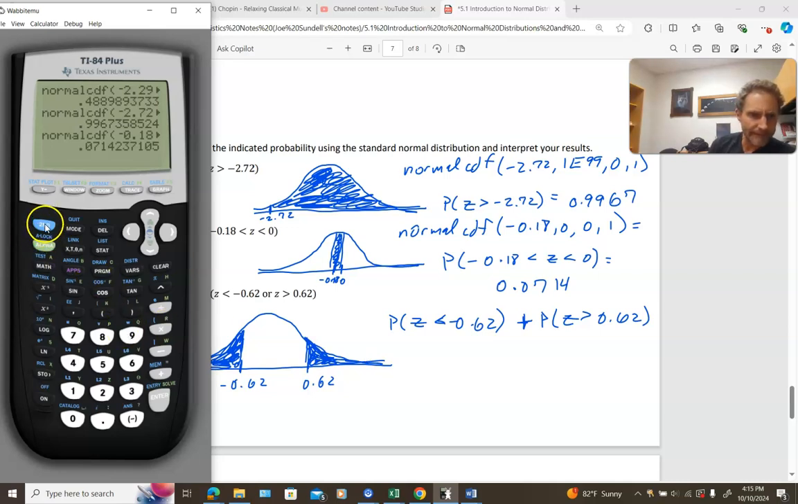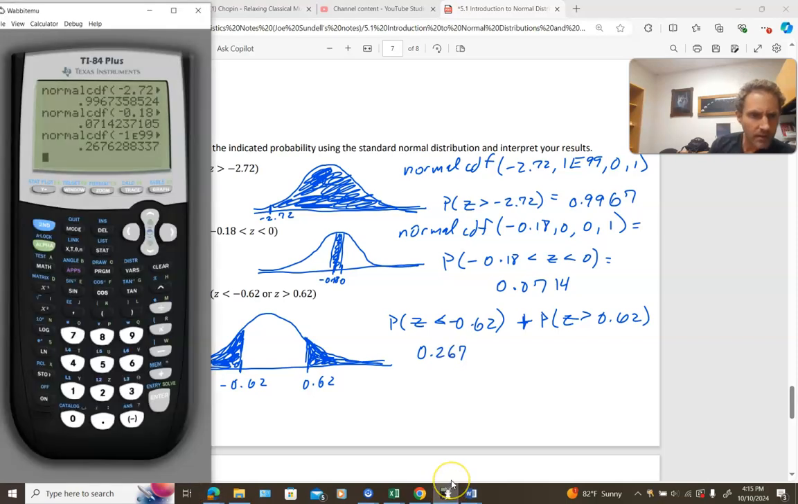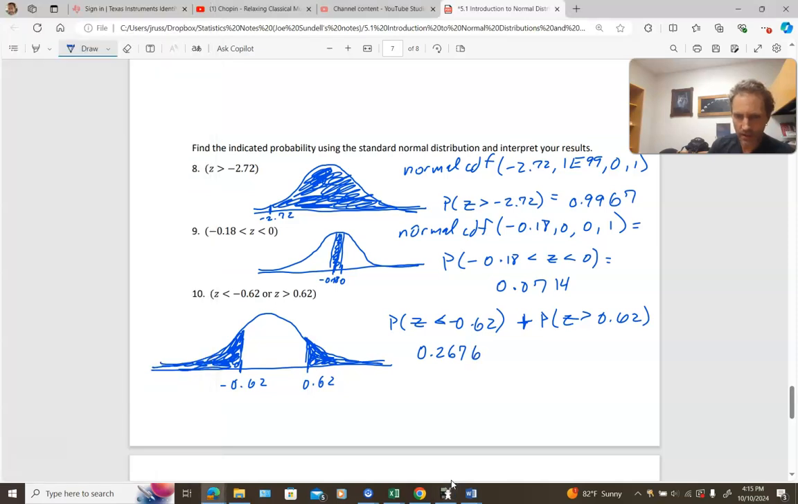I'll do the normal CDF. So the left tail, we would be going from negative infinity, that would be our lower bound, up to negative 0.62. Okay. I paste that in there, I get 0.2676.